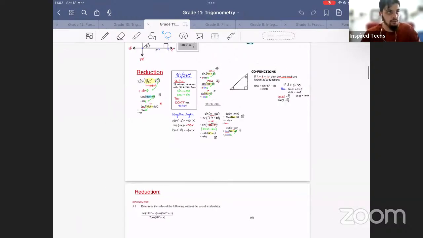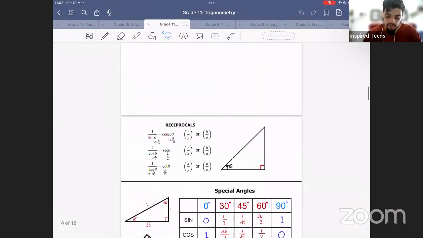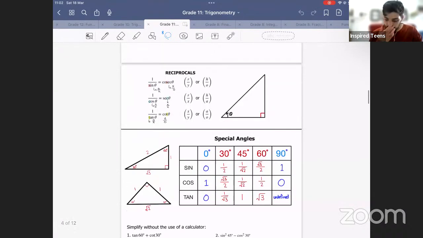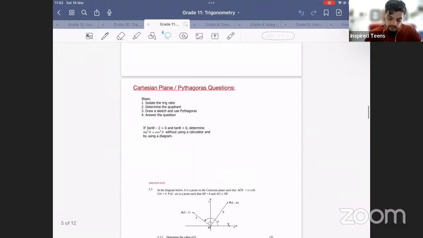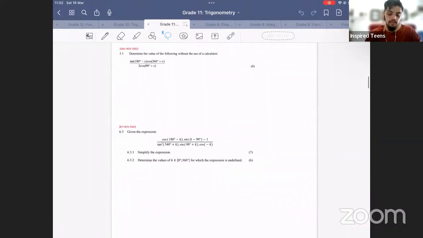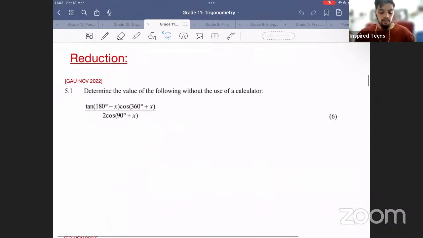This week I said I'm pretty sure I told you guys we'll start off with some reduction questions and then move on. We also did reciprocals and special angles. We need to finish the special angle questions and then we'll move on to Cartesian planes. So let's have a look at this. We're going to solve it in a bit.